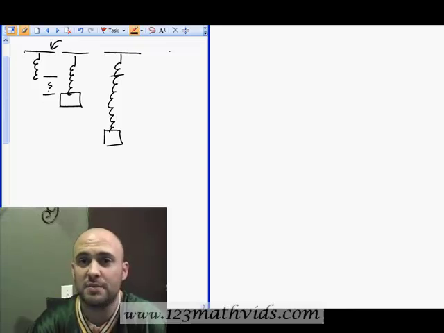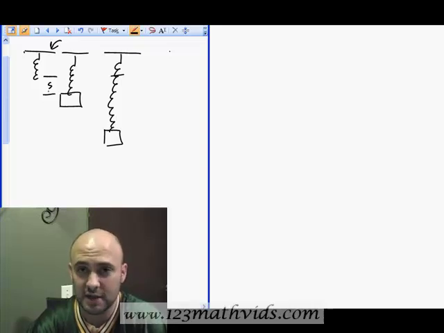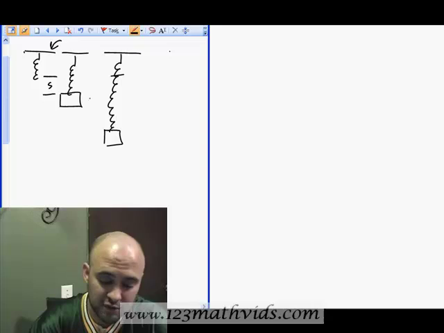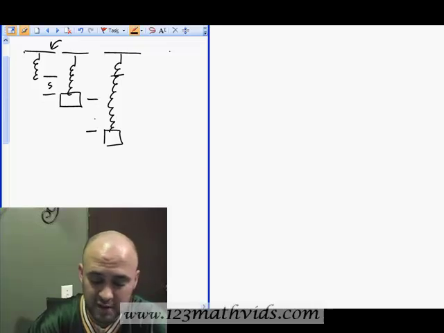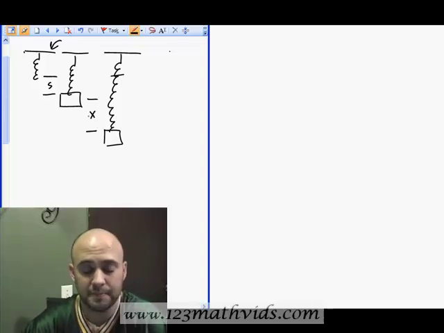Now from there we want to talk about the position of this mass if, say, we pull it and let it go, and the position at any given time. So we'll look at that position from its equilibrium position. We'll say that distance is going to be some value x.